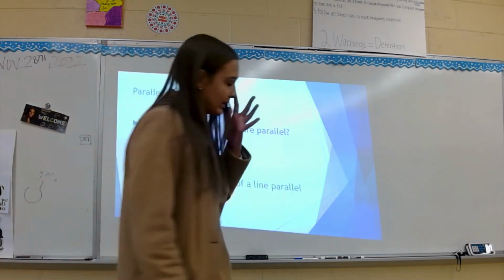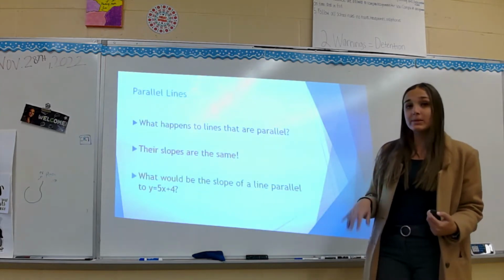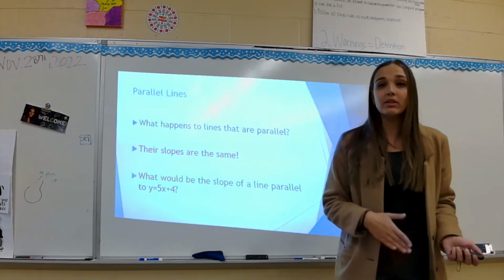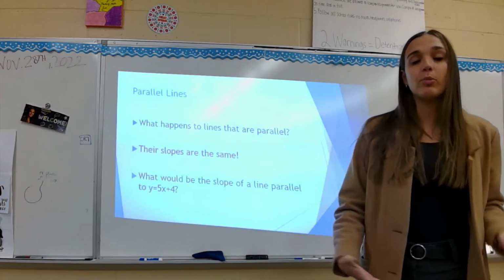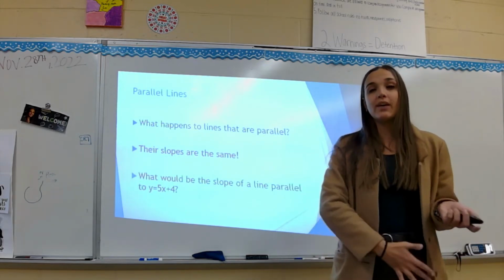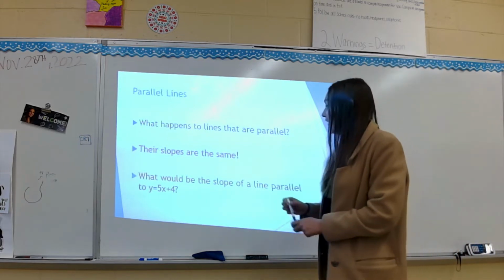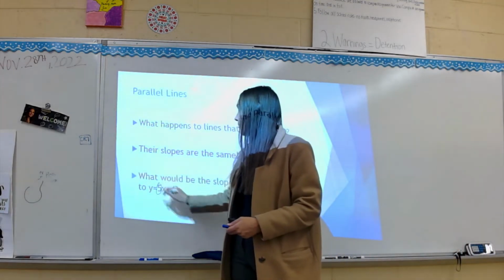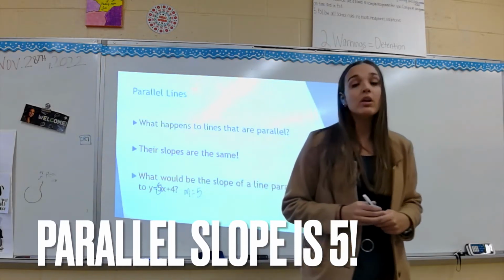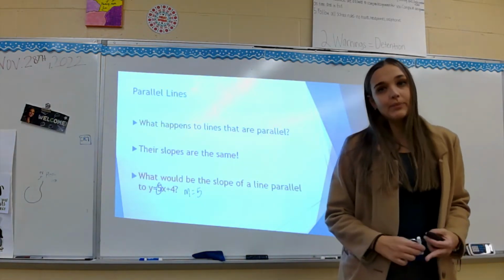Let's take a look at this question here. This question says, what would be the slope of a line that's parallel to y equals 5x plus 4? Well, we just said for lines to be parallel to each other, they have to have the same slope. This is where it becomes important to see what is the slope of this equation. We have to remember our equation y equals mx plus b. Our m here is 5, so for our slopes to be the same, our parallel slope would have to be 5 as well.